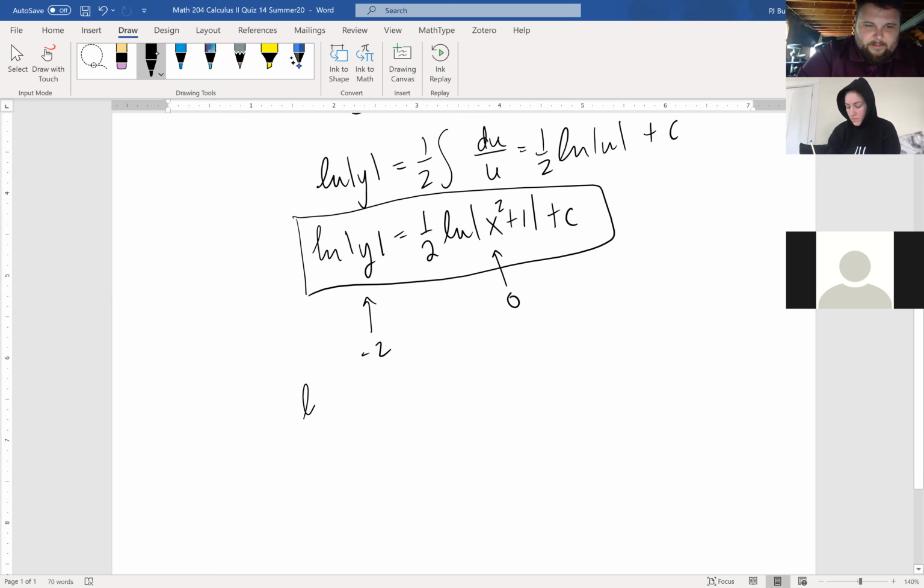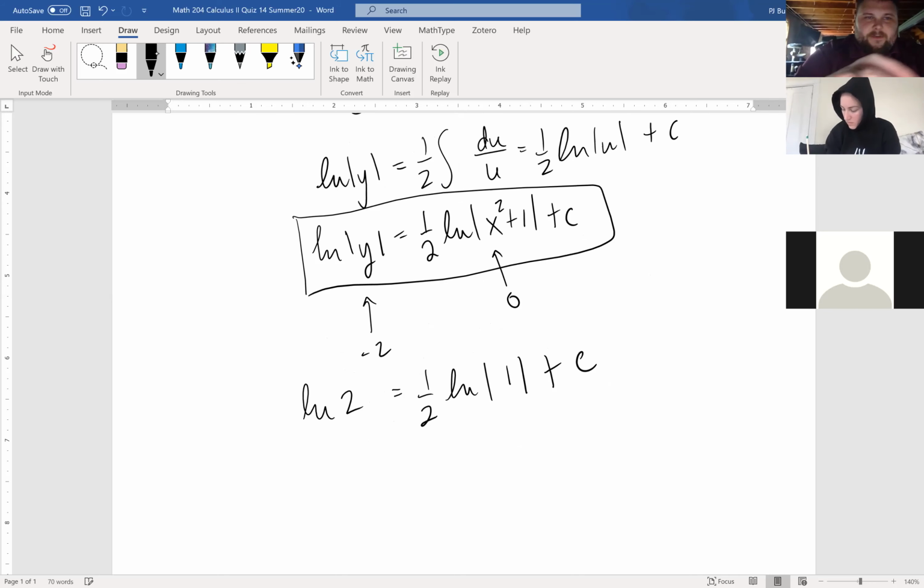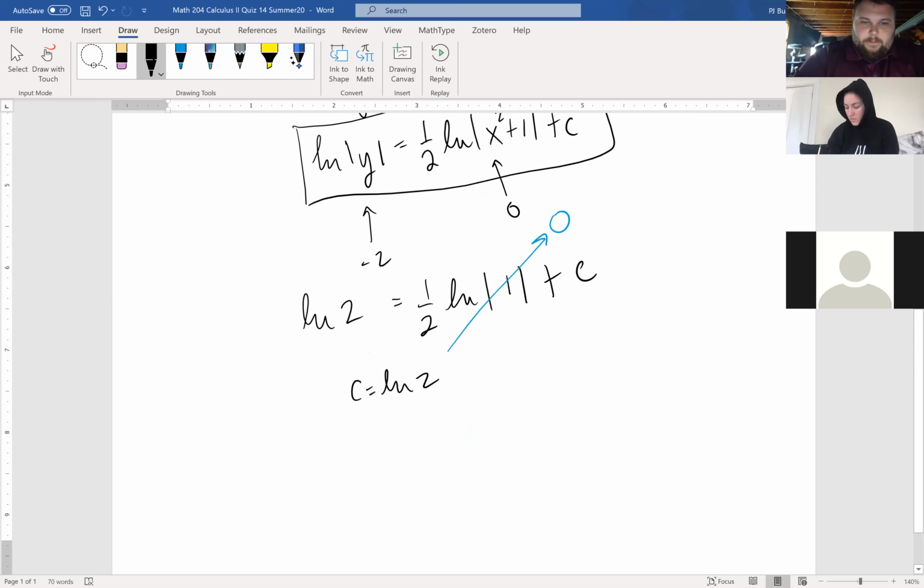So you'd have natural log of 2 then, 1/2 natural log. If x is 0, 0 squared plus 1 is just going to be 1. And the natural log of 1 we all love because it goes to 0. So you end up with c is the natural log of 2. So then you go back and you say, okay, I'm going to plug that in now.